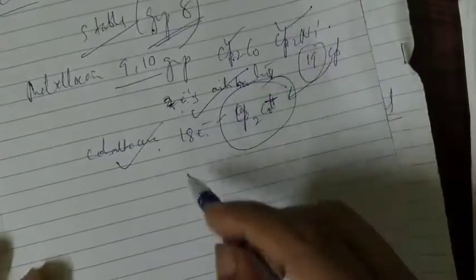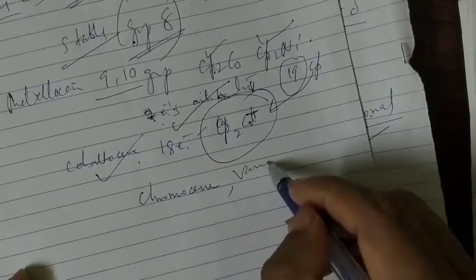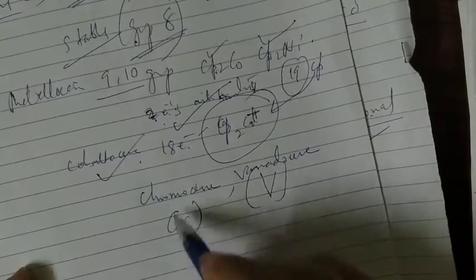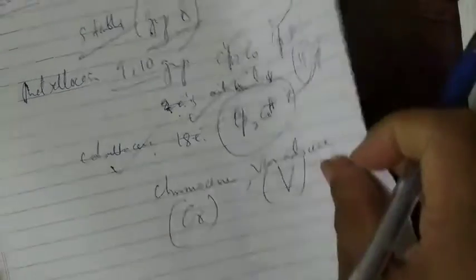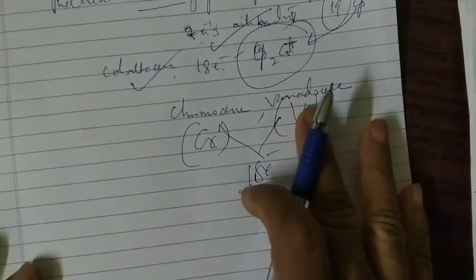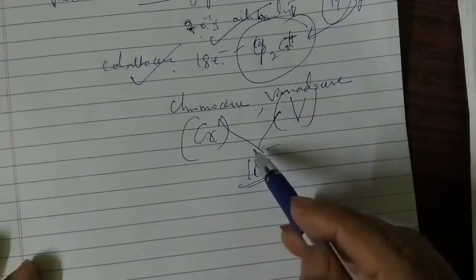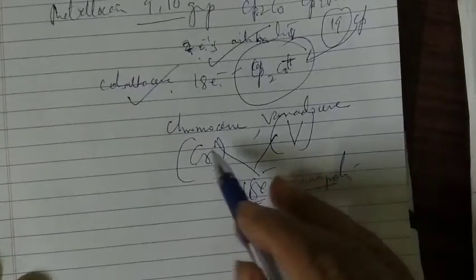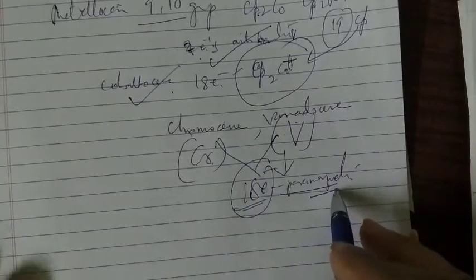And if you see chromocene or vanadocene: vanadocene means a metallocene containing vanadium, and chromocene means a metallocene consisting of two cyclopentadienyl rings with chromium. If you see these compounds, they have fewer than 18 electrons. They are also paramagnetic in nature, and also very reactive. Which ones? Chromocene and vanadocene have fewer than 18 electrons and are paramagnetic in nature. I will write it like this.